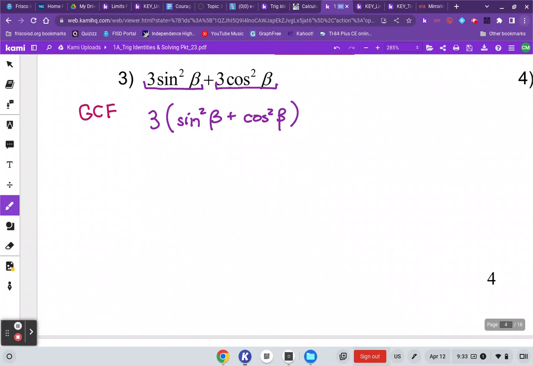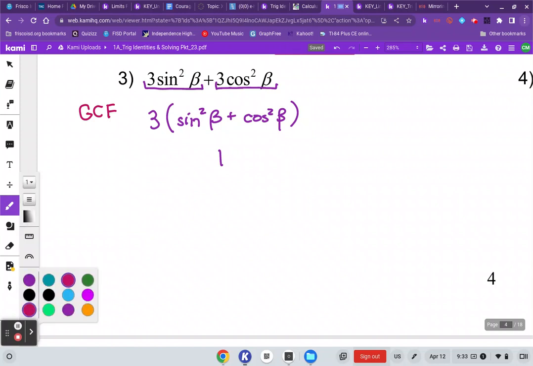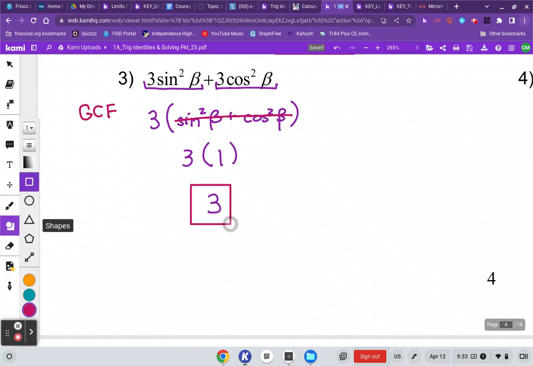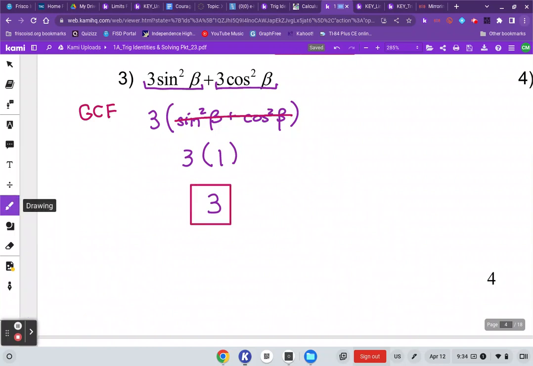Sine squared plus cosine squared is my most commonly used trig identity, and it's equal to 1, right? So I can substitute in place of this big parentheses. I know it's equal to 1. Copy down the rest of my expression and finish it off. My answer is 3. So it is possible for you to end up with a number as your answer. It might not always be a trig function.